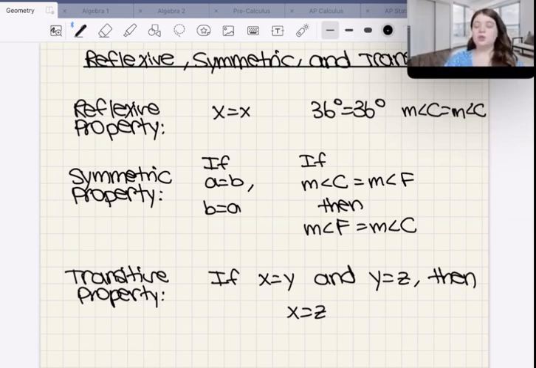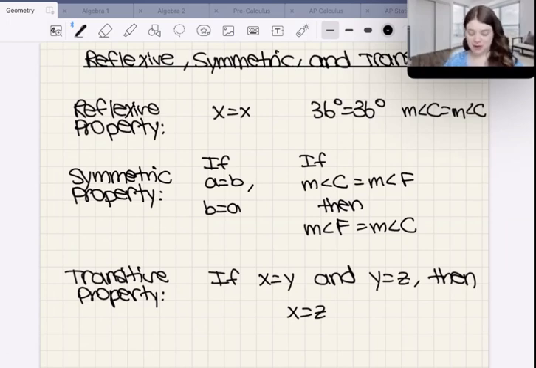This also works for angle measures as well. If we know angle A and B are equal, and angle B and C are equal, that means all three of them are equal. A and C must be equal as well. Same with side lengths, right? If we know side length x and side length y are equal, and y and z are equal, x and z must also be equal because all three of them are.